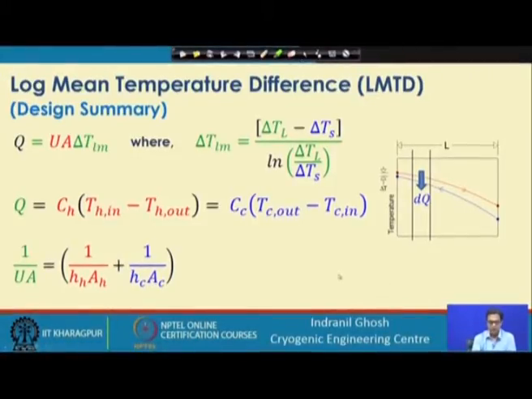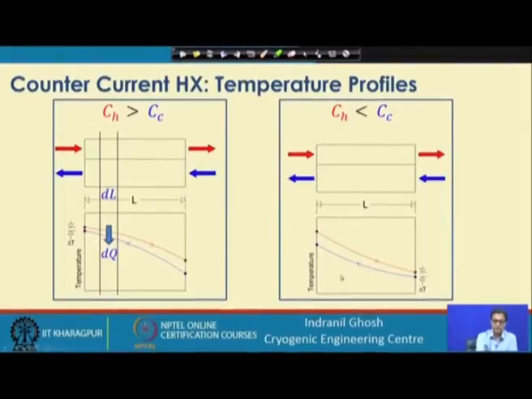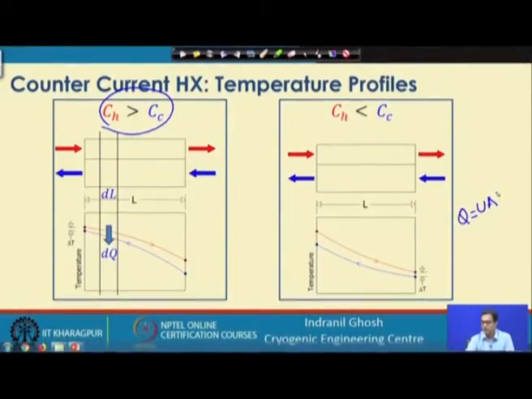Now, we have discussed this particular situation, C_h greater than C_c, and we have seen that Q equals U A into delta T of L M. Now, is it valid for C_h less than C_c? It can be shown that this is also valid for this situation also.